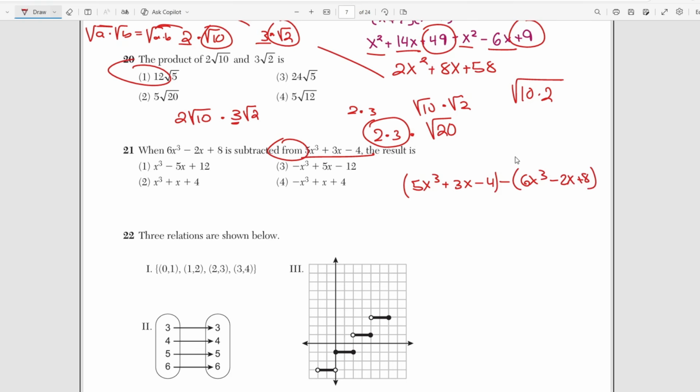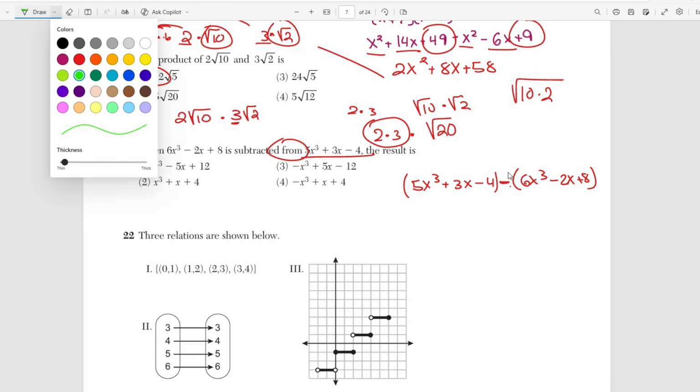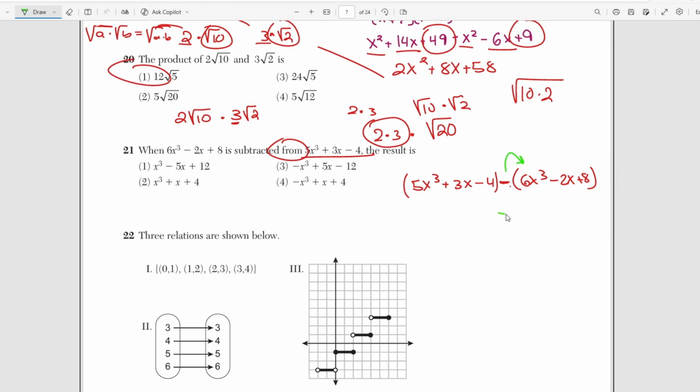So now what are we going to have to do? Well, we have this negative sign here, and what that means is we have to distribute it. So we're going to multiply everything inside of here by negative 1. So this times negative 1 gives us negative 6x cubed. Negative 1 times negative 2x gives us positive 2x, and negative 1 times 8 gives us negative 8. Over here, there's nothing in front of this parentheses, no plus or minus sign, so we can just drop it down. So here I have 5x cubed plus 3x minus 4.